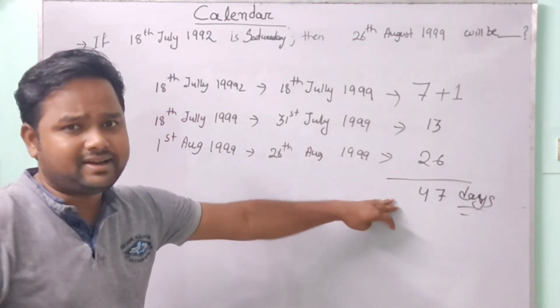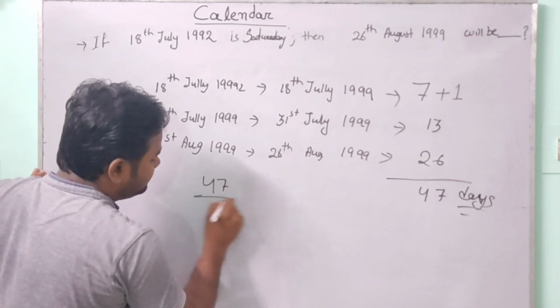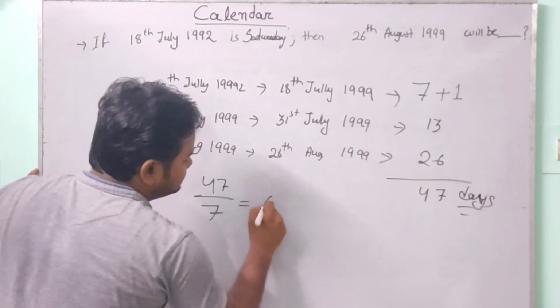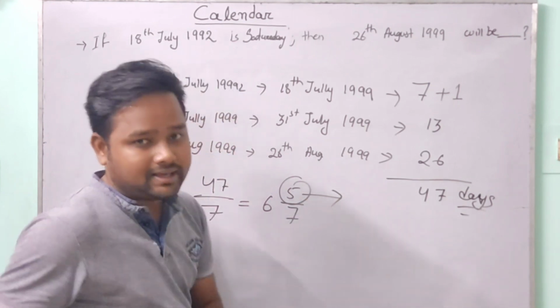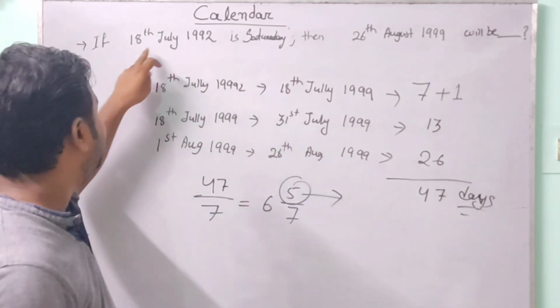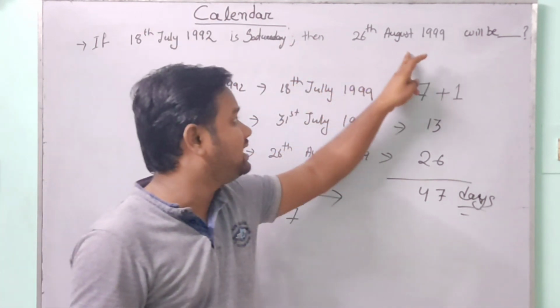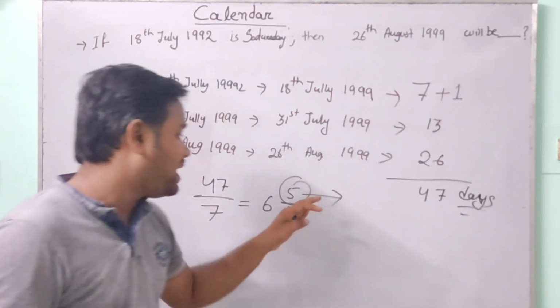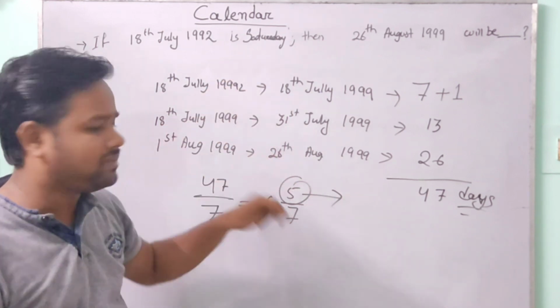Since it is 47 days, which day will it be? 47 divided by 7 is equal to 6 whole 5 by 7. That means 5 extra days will be there. So from 18 July 1992 till 26 August 1999, 5 extra days will be added. 5 extra days means Saturday plus 5.